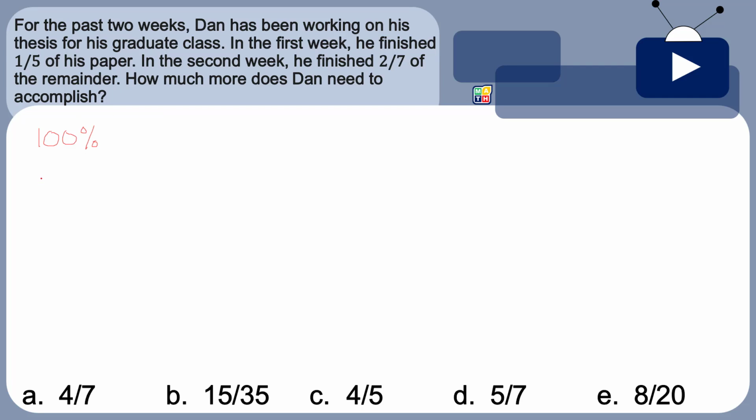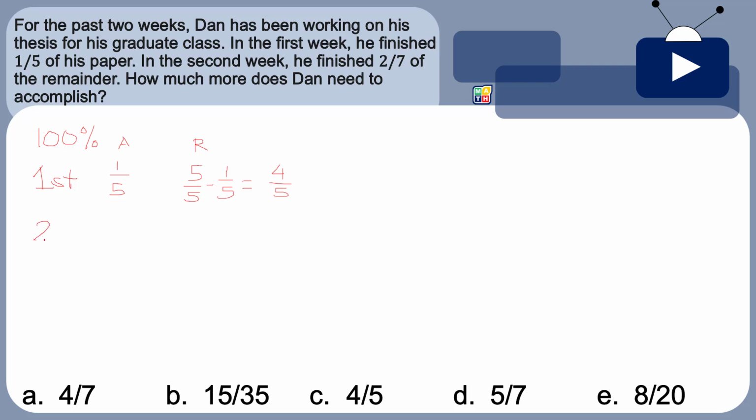So, in the first week, Dan has finished 1/5 of his paper. So this is the accomplished part. The remainder here is how much? Of course, if it's 100%, that's 5/5. By the way, I'm explaining this situation, but some of you can immediately get the answer or don't need this computation, you may skip it if you would like to. So the remainder here is actually 4/5 after the first week. Again, after the first week.